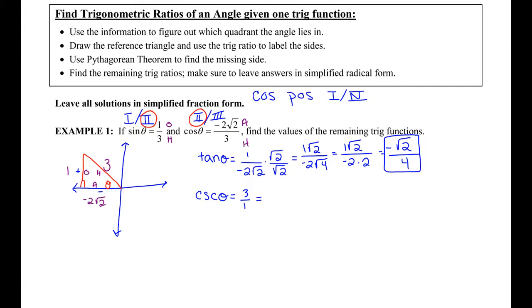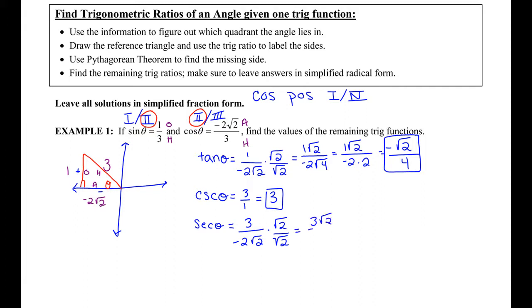Next, we'll look at the trig ratio for secant. Secant is the reciprocal ratio for cosine. So I can find it by either taking hypotenuse over adjacent or by flipping that fraction to get 3 over negative 2 root 2. And just like our tangent, we must next rationalize the denominator. So again, I'm multiplying by root 2 over root 2, which will give me 3 root 2 over negative 2 root 4.